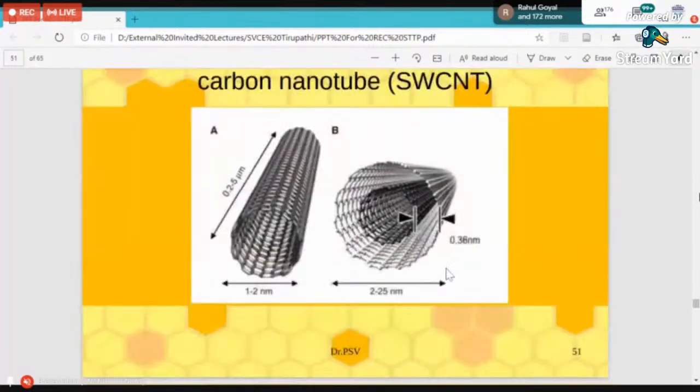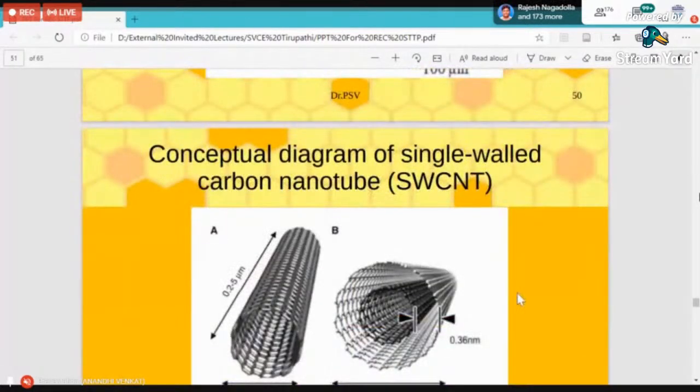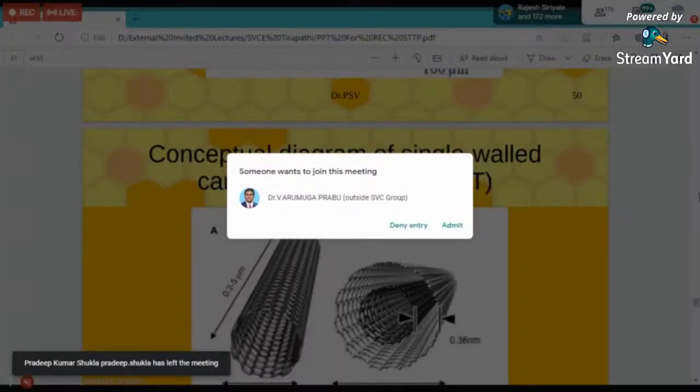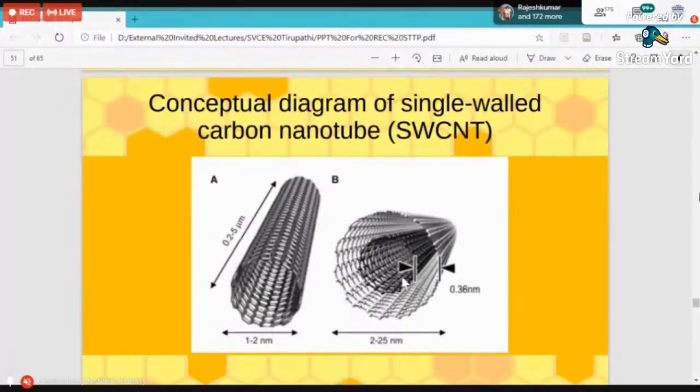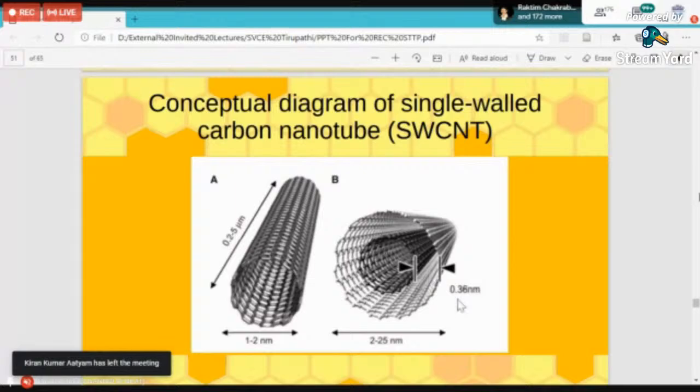Now come to the conceptual diagram of single walled carbon nanotubes. This is a conceptual diagram. So this diagram will be like this. It is a single walled tube. This is a multi-walled, you can say concentric tubes. Once one tube is inserted into the other tube, what may be the gap? The gap you can also measure. 0.36 nanometers is going to be the gap. So this way you can characterize, you can geometrically verify, you can view all those as far as the nanoparticle is concerned.